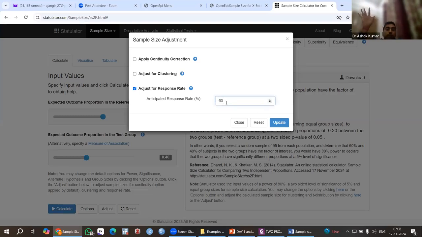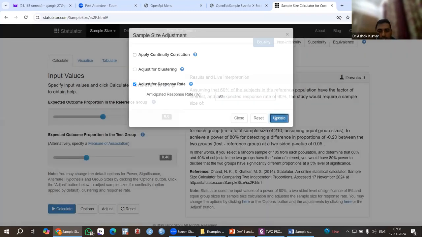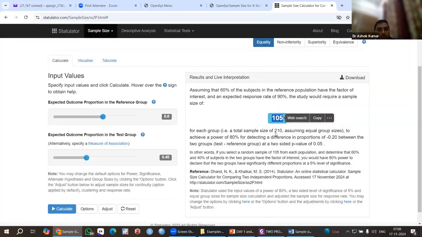That would mean 40% is dropout, but it is not. I want only 10% dropout, so the response rate is 90%. If the 10% drop rate is the loss to follow-up rate, it means the response rate is 90%. So update it, and you will get 105 rather than 95. So this is 210 samples. You can take this, so according to this, you can adjust.